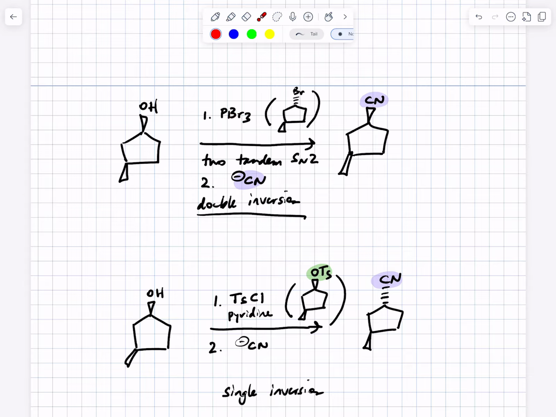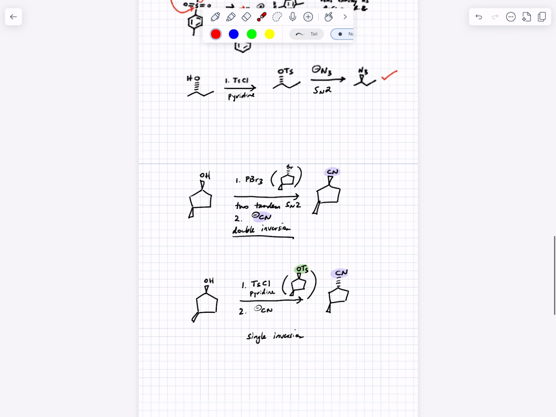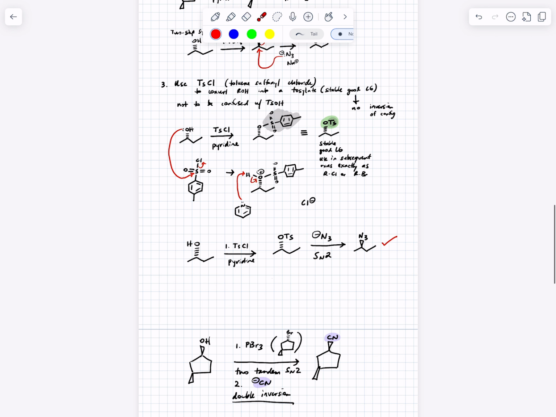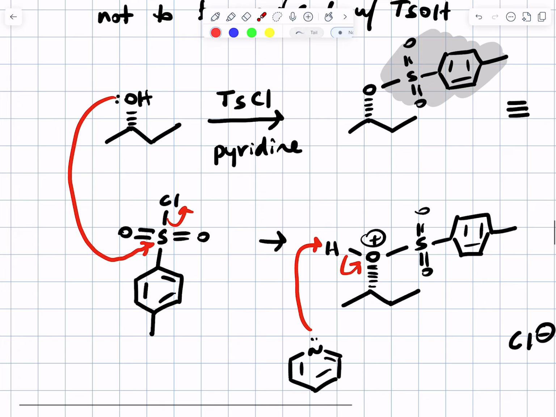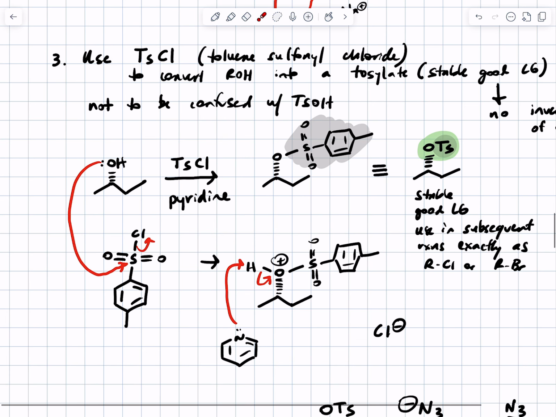Yep. Yes? For the TsCl and pyridine reaction, would that still be considered SN2 because the leaving group is leaving at the same time that it's attacking, or is it something different? So the TsCl and pyridine reaction, are you talking about this step? Yeah, like the overall reaction as a whole, since you're talking about SN2, it's kind of grouped under those, but... Yeah, so how would you describe this reaction?